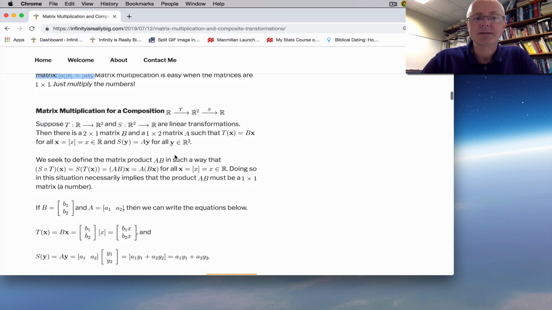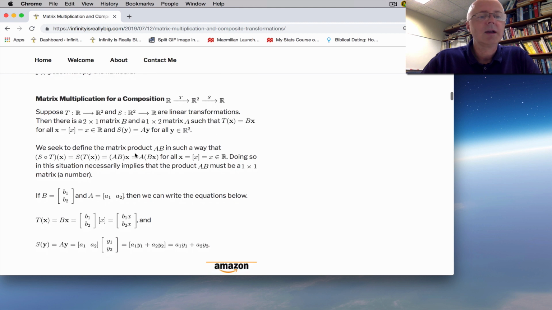Second example is like this. T goes from R to R2, S goes from R2 to R. Here's the key thing we want. We want to define A times B so that this equation is true for all x in R. And the composition goes from R to R. The product of A and B has to be a 1-by-1 matrix if that's going to work.